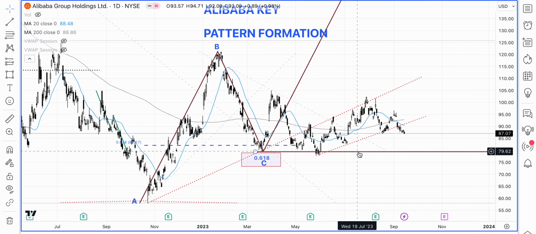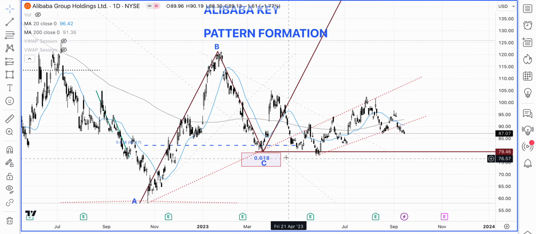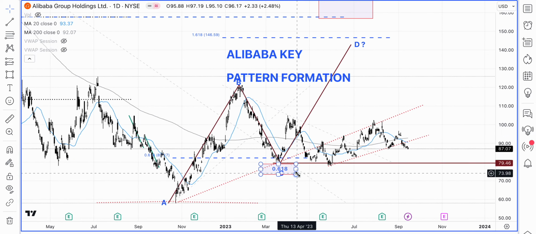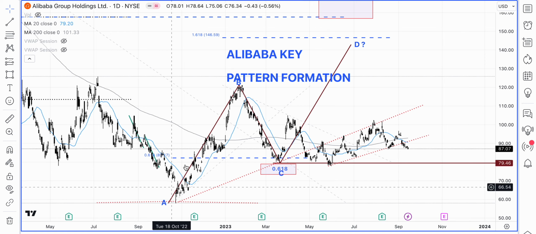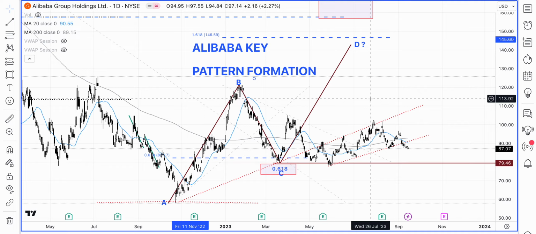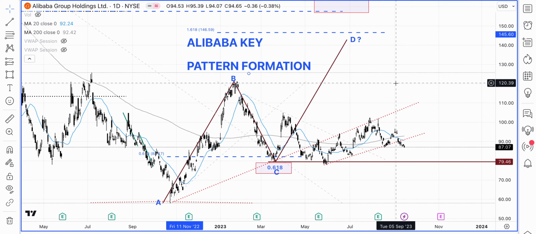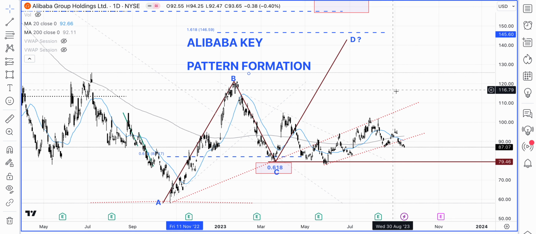So we are still watching this. Maybe it just goes around here and tries to find some sort of a bottom here. But the key one is this 61.8% Fibonacci retracement, because if the price begins to go below that, our pattern formation that we are watching will become invalid. Then we'll have to view the stock in a different way. But for now, we'll just keep things the way they are and keep on watching the price action.